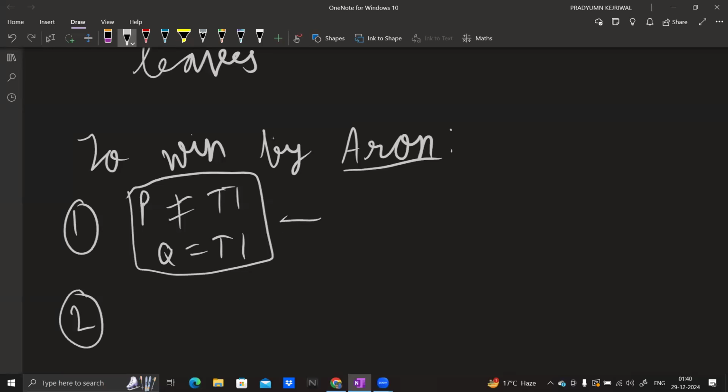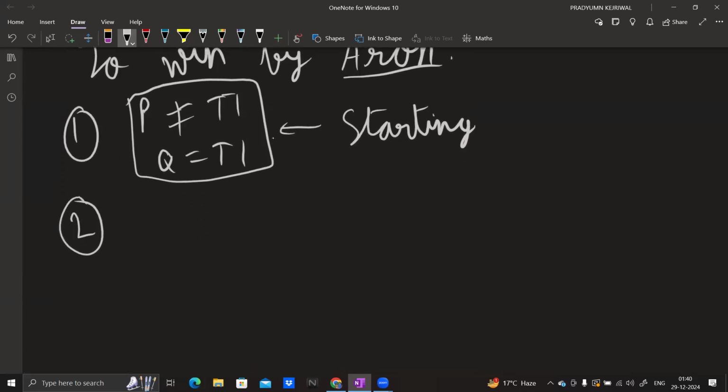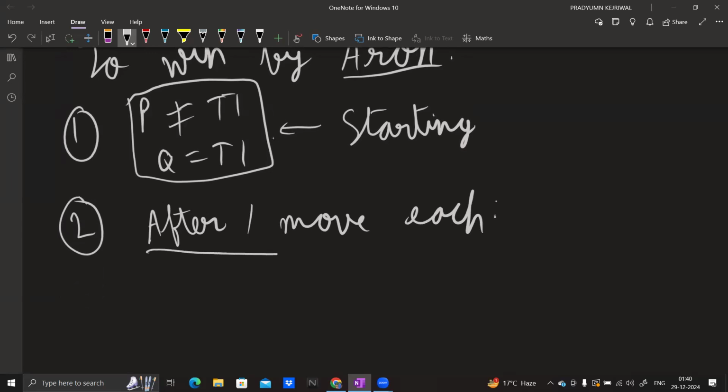This is basically the starting of the game. At the start, if Aaron wins, then this should be the condition. And in the second case, after two moves, after one move each, if Aaron wants to win, what should be the condition? Let's think about it. After Nora's move, you should be type 2.